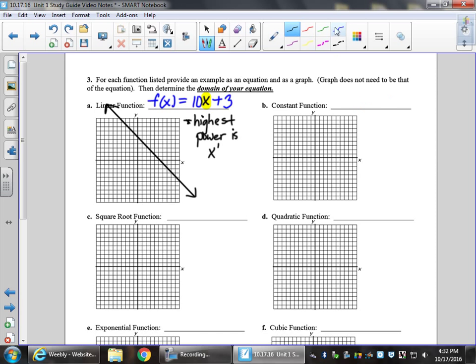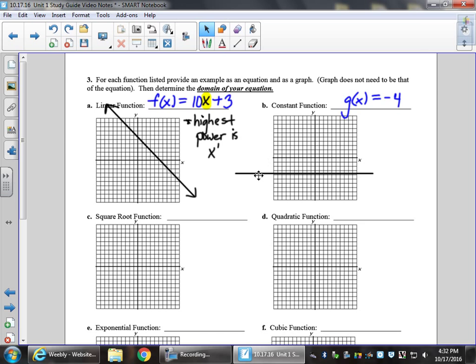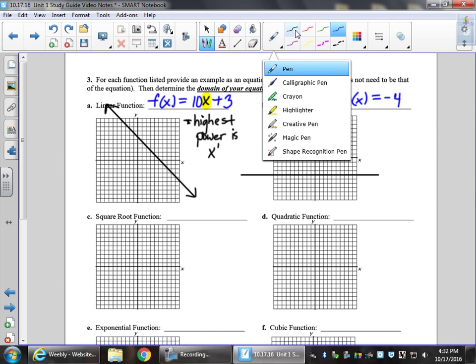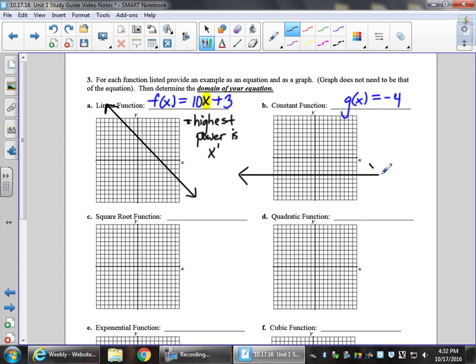Constant function means just g of x equals a number, no variables. So let's say g of x equals -4. That will be a horizontal line through -4. I'll draw it. 1, 2, 3, down 4. Horizontal line through -4, and I am done. Again, notice, no variables here, just a number.